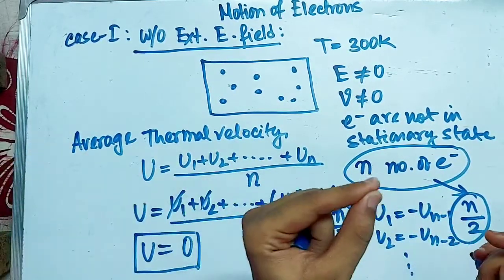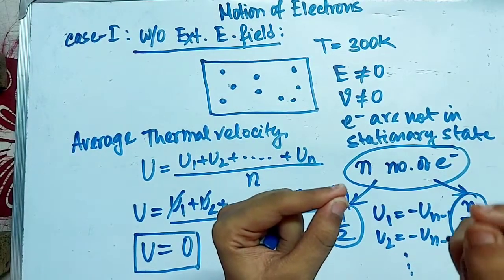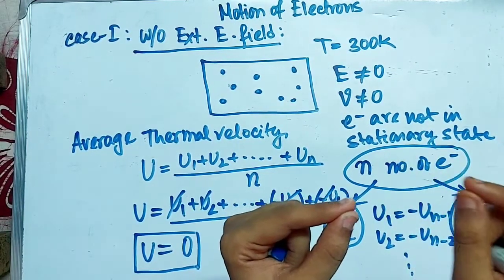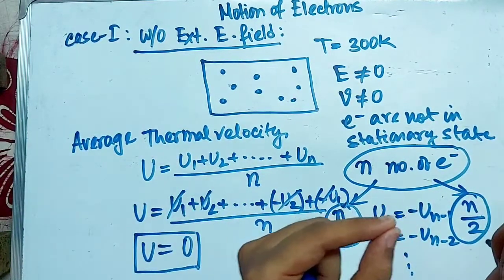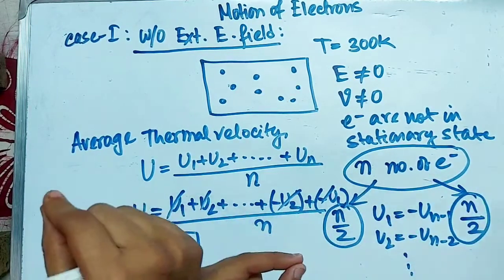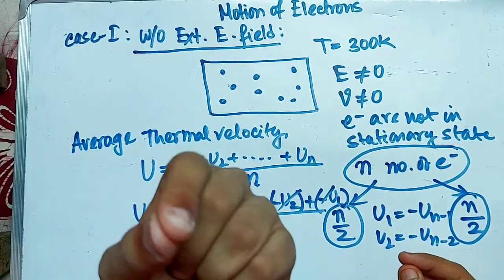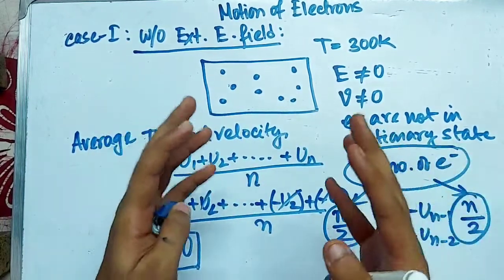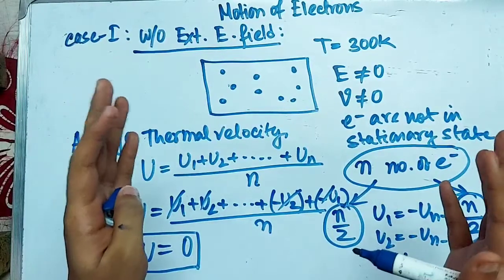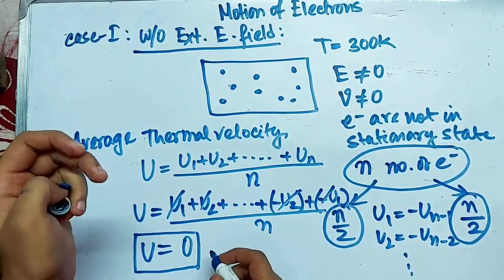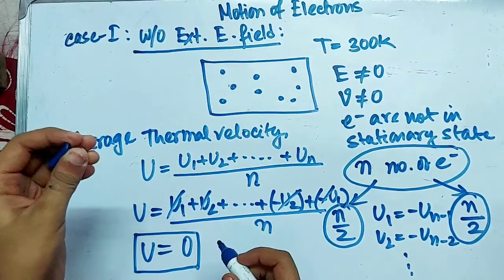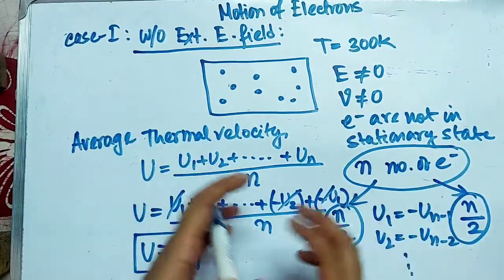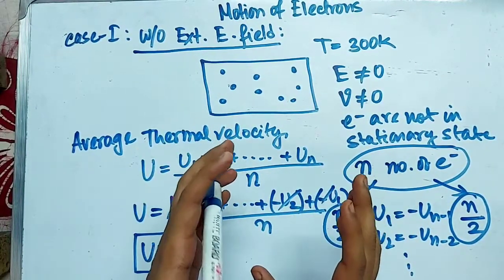If any electron is moving in this direction, there is at least one electron in the material which is moving exactly in the opposite direction of this electron. If one electron is moving in this direction, another electron will be moving exactly opposite to this direction, so that the net thermal velocity of the material will be 0. So I hope I am clear, and I have been able to make you understand the concept of the thermal velocity and the motion of the electrons without any external electric field.